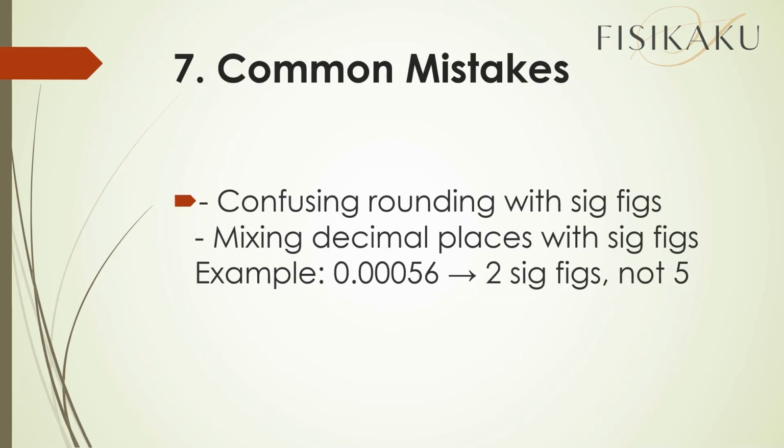7. Common mistakes. One common mistake is confusing rounding with significant figures. Rounding is applied after we decide how many significant figures should be kept. Another mistake is mixing up decimal places with significant figures. For example, 0.00056 has only 2 significant figures, even though it has 5 decimal places.